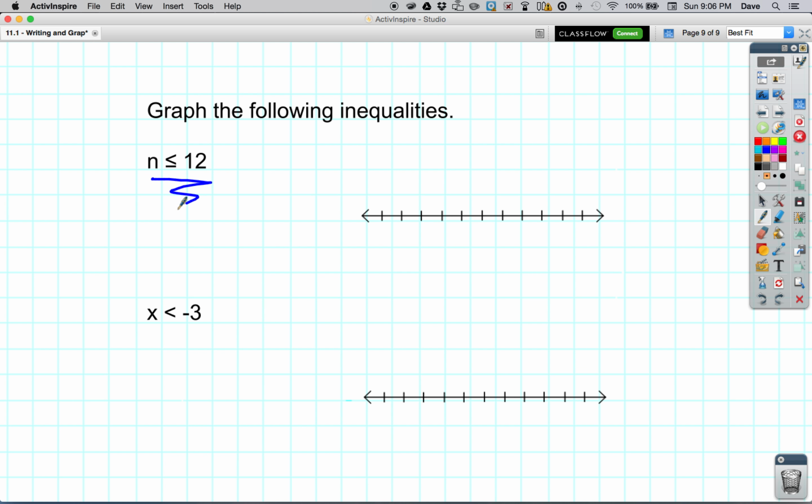All right, so here's what this first one would look like. N is all numbers less than or equal to 12.